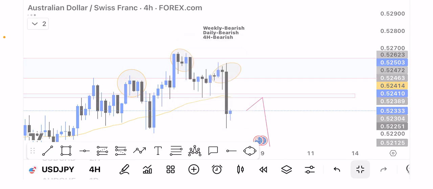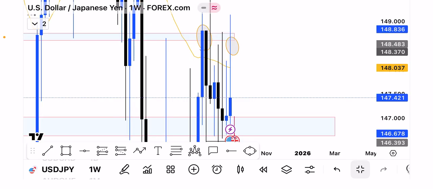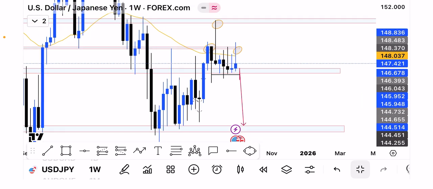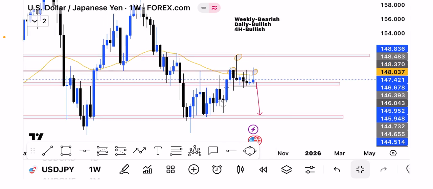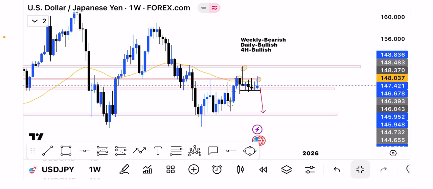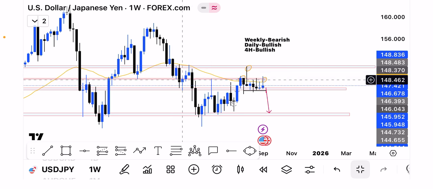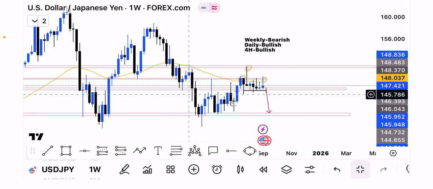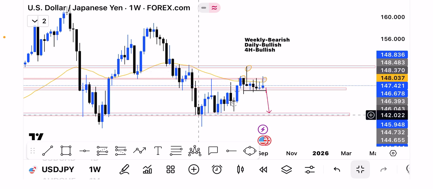So moving on, AUD JPY on the weekly time frame. On the weekly time frame, we are bearish. Bearish on the weekly time frame, potential creating. So this is the lower high and this is the lower low.